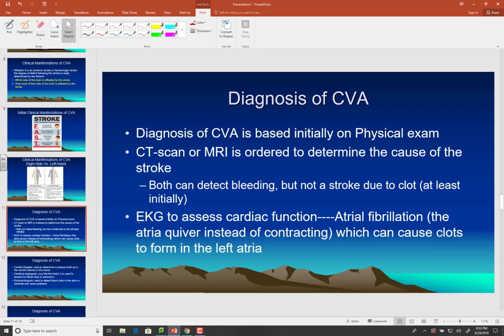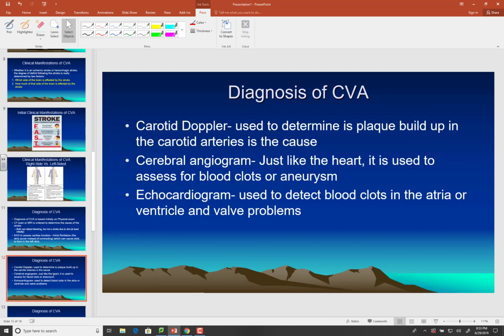Do they have congestive heart failure? Do they have atrial fibrillation? All of which can form clots in the left atrium, left ventricle, like I talked about before. Then they'll do carotid Dopplers, see if there's plaque buildup in the carotid arteries, and that's the cause. And ultimately, they can do a cerebral angiogram, just like they do in the heart, and they'll inject dye and see if there's parts of the brain that are not getting blood flow. That also is good because now they know which artery is potentially blocked with a blood clot.